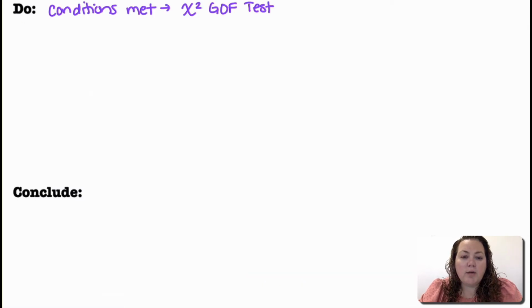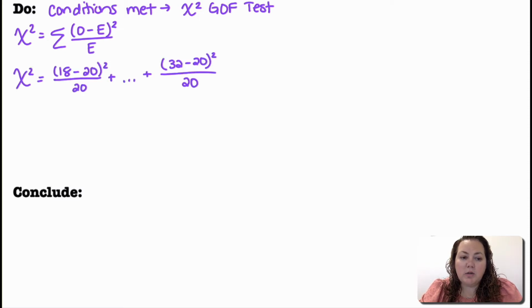Conditions are met, and we're doing a chi-squared goodness of fit test. Our formula for chi-squared is the summation of observed minus expected squared divided by expected. I'm going to do the first piece and the last piece, so I'm doing observed minus expected squared divided by expected, and then the last one, I just put plus ... in the middle there. We get a chi-squared value of 8.7.